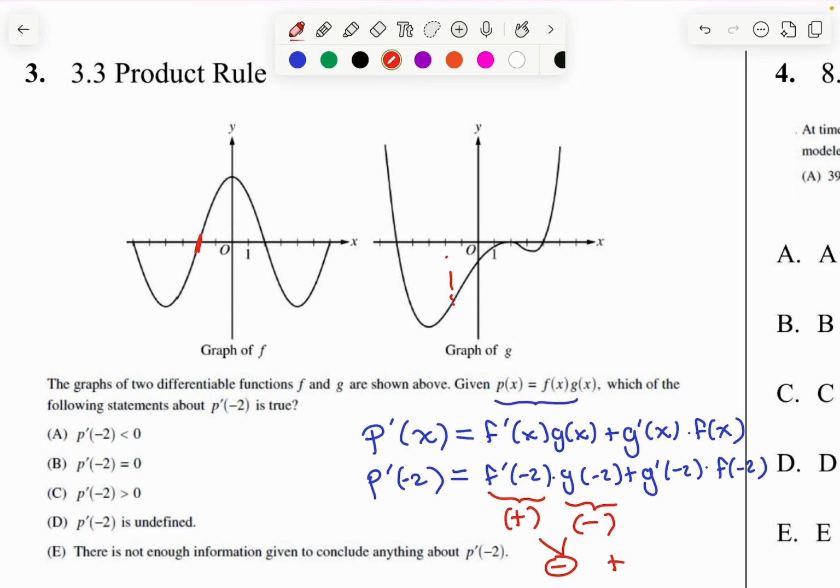And then I'm going to add that to g prime of negative 2. So now I go to g at negative 2, and the slope there is positive. That's what g prime of negative 2 would measure. And then f of negative 2 looks like it's 0, so I think this term vanishes. If this vanishes, that's 0. And so it looks like it's negative, because the only term that remains is this first one, which we already analyzed, and that's less than 0. So the answer should be A.